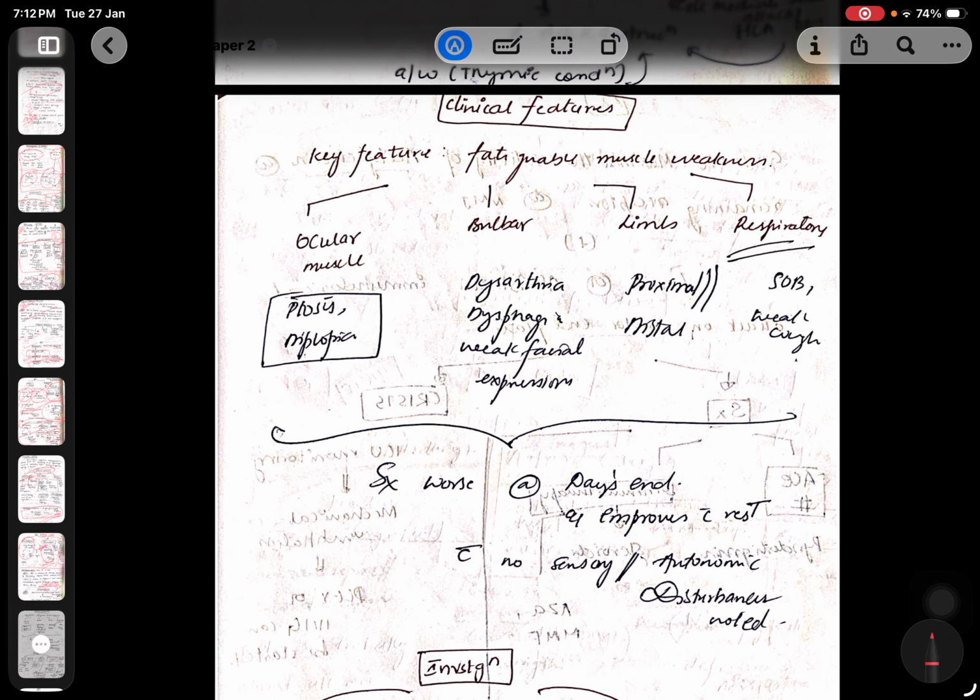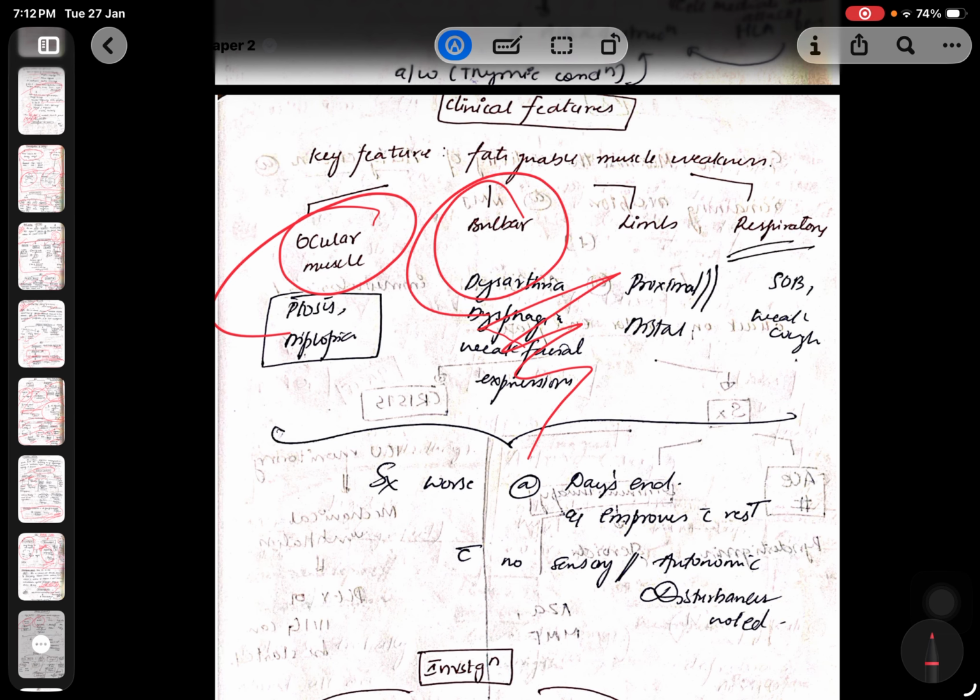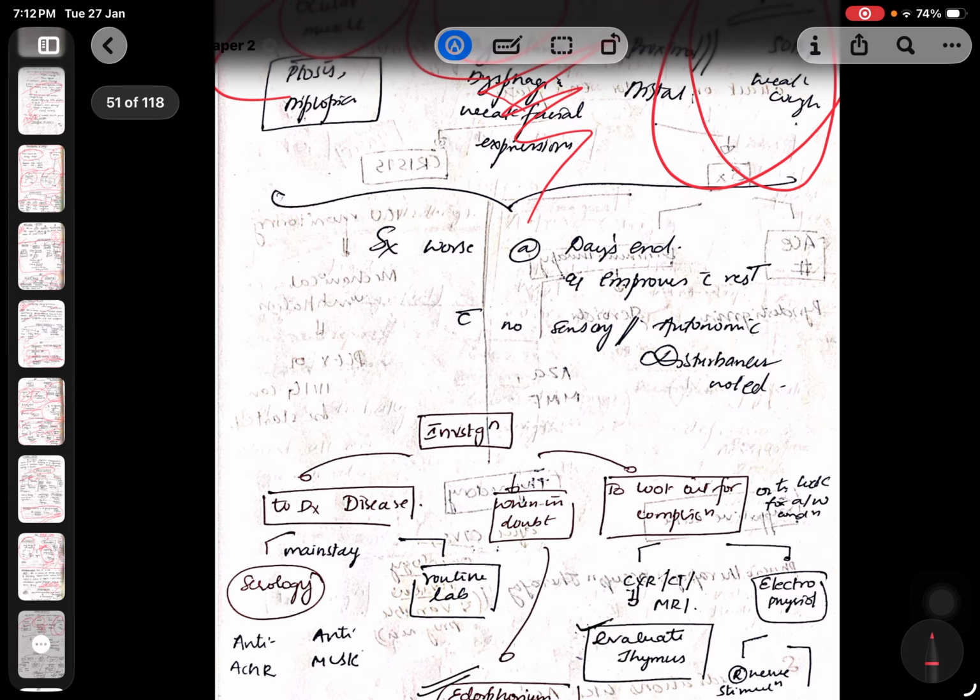So understanding the natural history of the disease is important. It is affecting the eye muscles first, then it affects the bulbar component. You have to write about the bulbar component, that is dysarthria, dysphagia, all those things. Then limb, it affects proximal more than distal. Then this is how the patient dies. So you need to know about that.